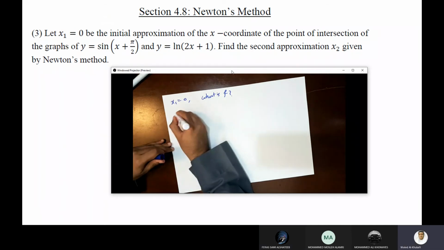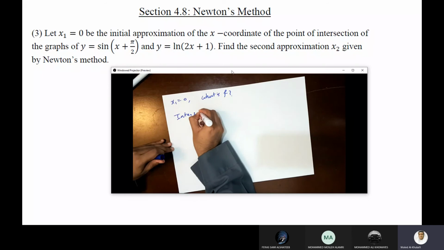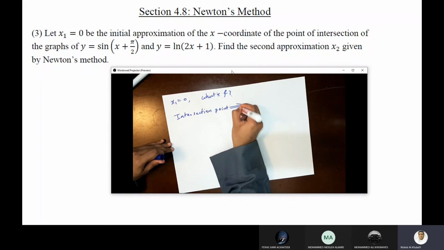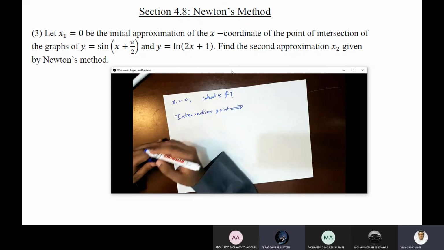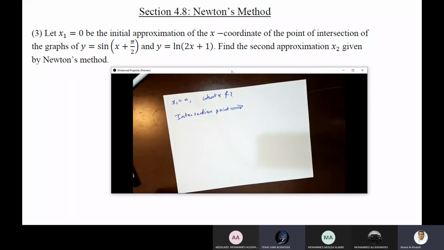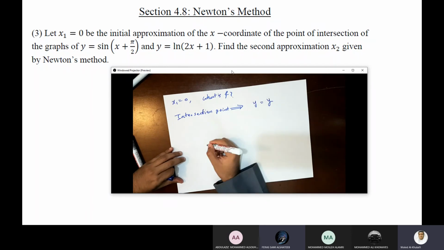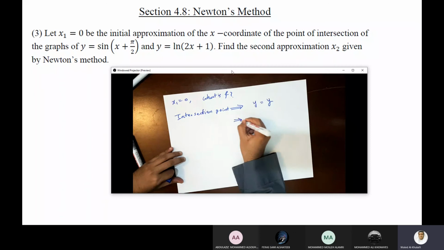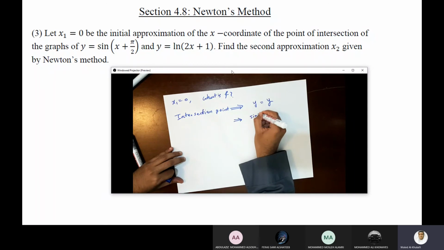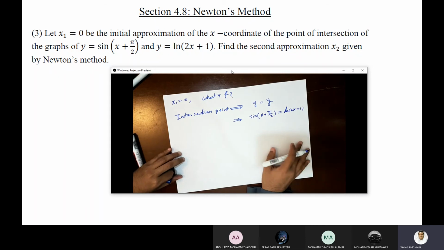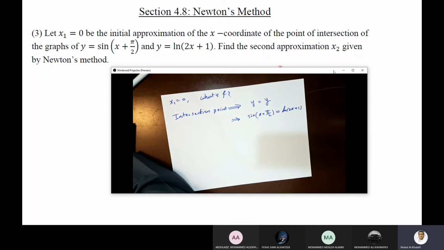Now the key word here is intersection point. What does intersection point mean? What do you do in order to find the intersection point? Yes. The function equals the function. Exactly. So it's y equals y. If you remember, guys, y equals y, right? This is what you did. So here you have sine x plus 5 over 2 equals ln 2x plus 1. Okay, so let's close it.